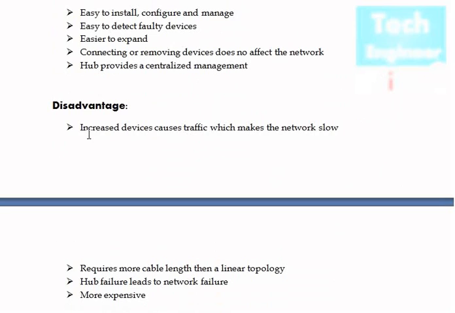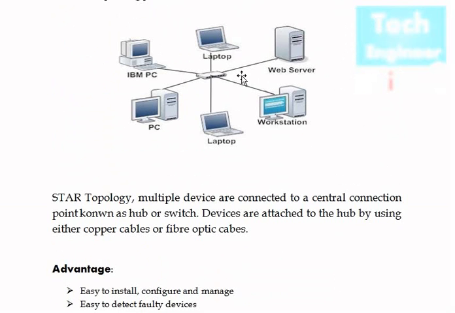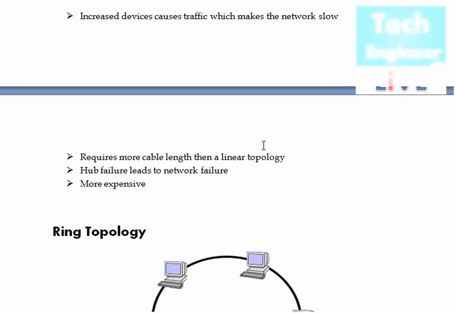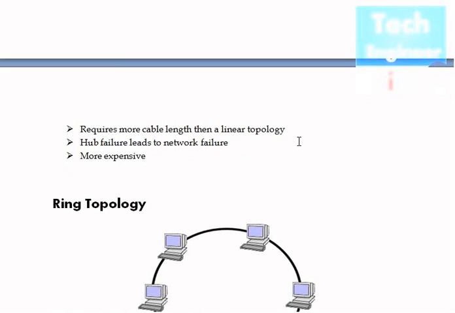The disadvantages: increased devices cause traffic, which makes the network slow. That's obvious. And if you put in a server or a workstation, it might require more cable length than a linear topology. Hub failure leads to network failure. This is what I'm talking about.